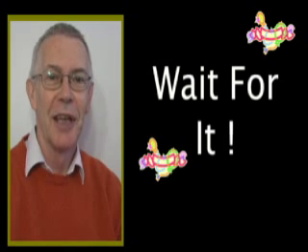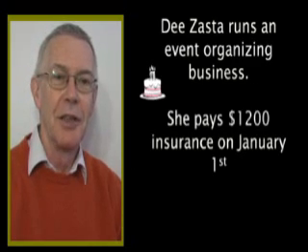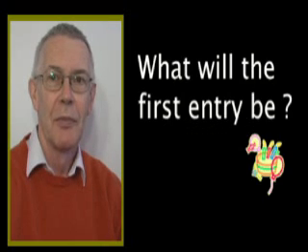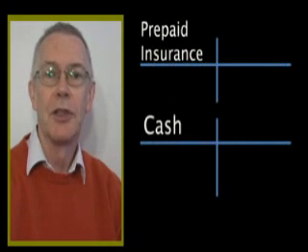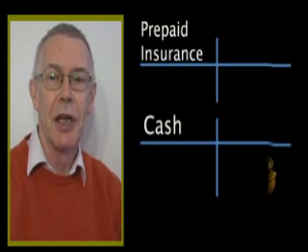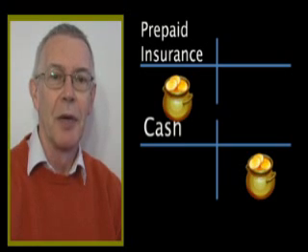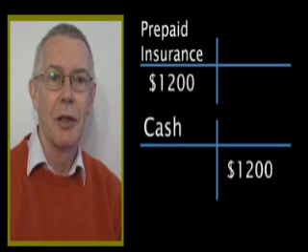Let's look at a short case study. Dee runs an event organising business. On January the 1st, she pays out $1,200 as insurance for the premises. How will the transaction be entered? Our first entry will use two asset accounts, cash and prepaid insurance. Debit prepaid insurance $1,200, credit cash $1,200.